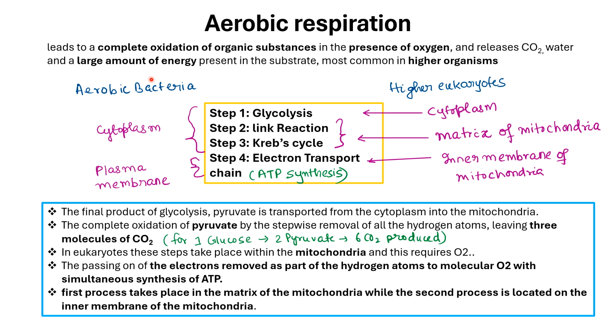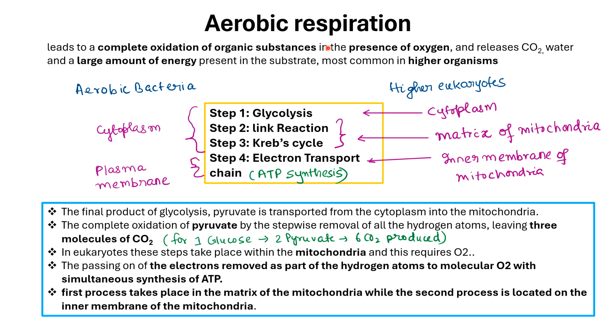So until now we covered the glycolytic pathway as well as the fermentation pathway, which were the incomplete oxidation of glucose. Let us see the complete combustion or oxidation of glucose, which is the aerobic respiration pathway. Aerobic respiration leads to a complete oxidation of organic substances in the presence of oxygen and releases carbon dioxide, water, and a large amount of energy.